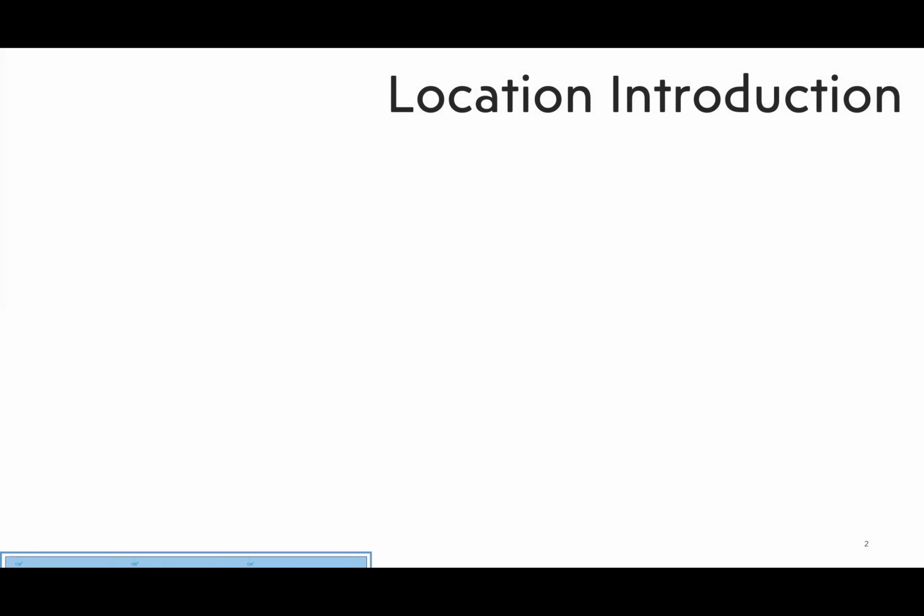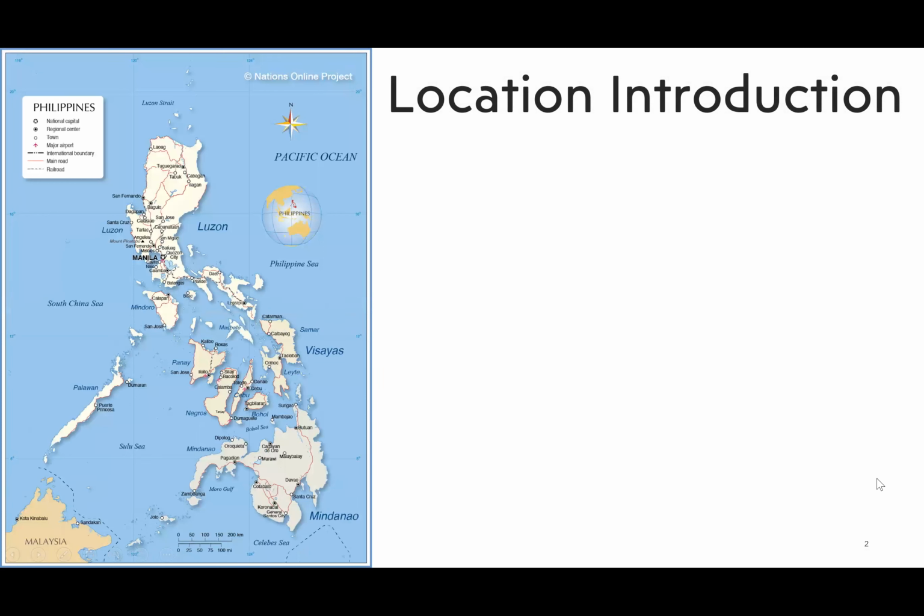Introduction to the location. The Republic of the Philippines is a southeastern Asian archipelago situated in the Western Pacific Ocean along the Ring of Fire, where many volcanic eruptions and earthquakes occur. The Philippines is comprised of approximately 7,640 islands, and these islands are divided into three main geographical divisions.